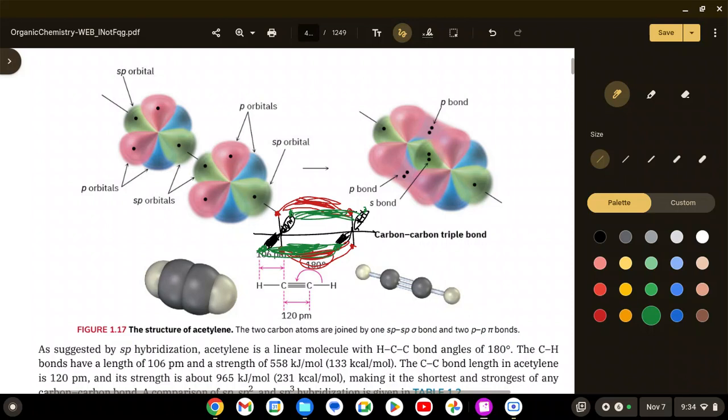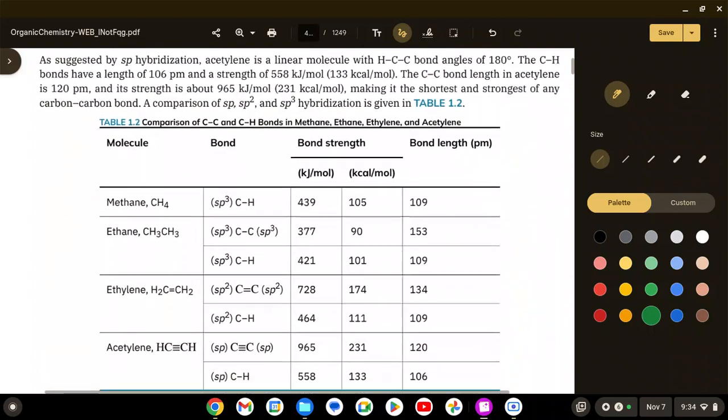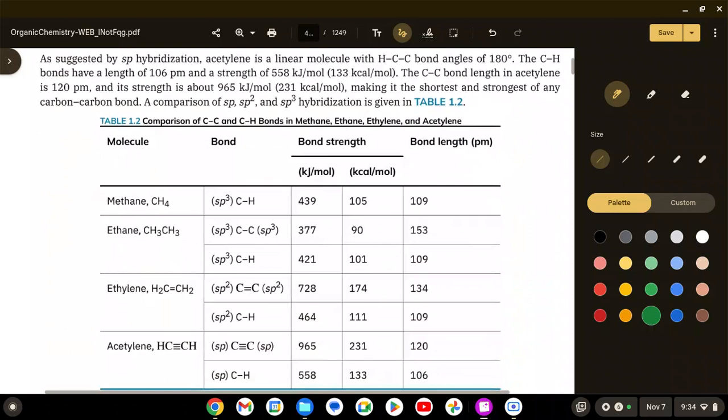So you have the sideways overlap from 2 different perpendicular p orbitals. As suggested by sp hybridization, acetylene is a linear molecule with HCC bond angles of 180 degrees. The CH bonds have a length of 106 picometers and a strength of 558 kilojoules per mole. The CC bond length in acetylene is 120 picometers, and its strength is about 965 kilojoules per mole, making it the shortest and strongest of any carbon-carbon bond.